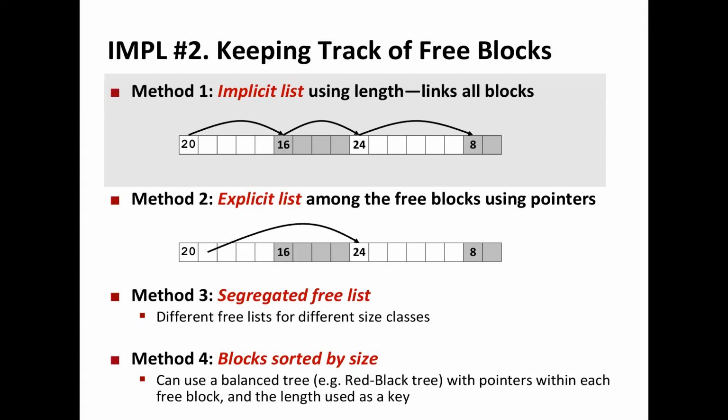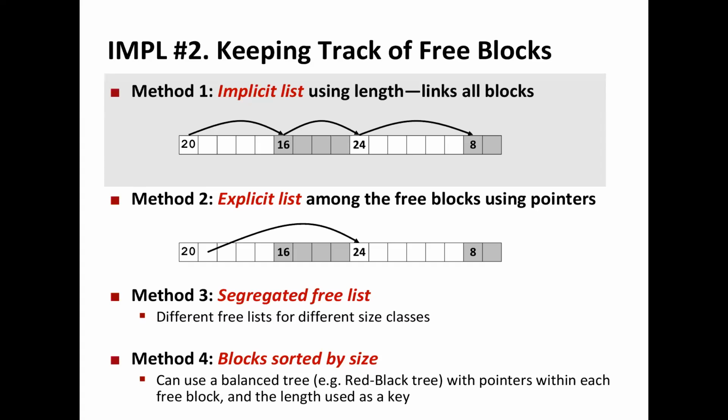Okay, so there are different methods. One method is the implicit list, and that's exactly the method that the textbook provides. And as you probably can guess, it's not the best method. It's not going to result in good performance and good memory utilization. But you can use it, right, for simple memory allocators.